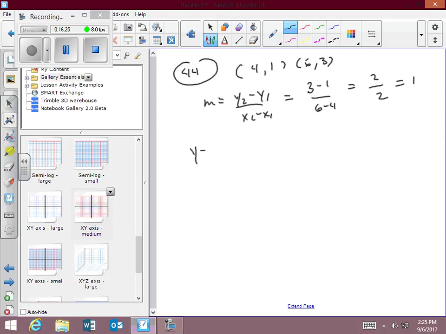Now we're going to have to use this equation right here. Does it make any difference which point we use? Which one would be easier? The 4, 1, right? The 4, 1 would be easier to use. So y minus 1 equals x minus 4. Now notice that the 4's go away, don't they? We add 1 to both sides. And that's the equation.